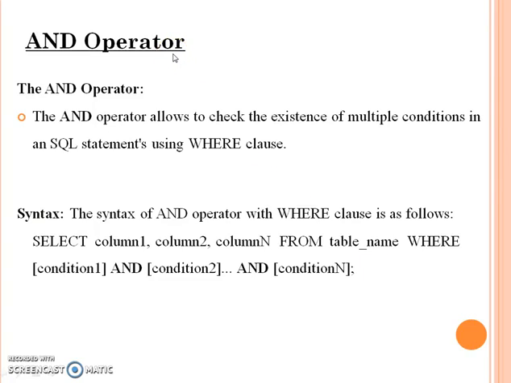Talking about the AND operator, it allows logical comparison with the select statement and the where clause. The syntax of the AND operator is as follows: select column names separated by commas from a table name for which you want to make a conditional check, where condition 1 and condition 2 and condition n. So the various conditions which the user wants to be satisfied simultaneously are separated using the AND operator.